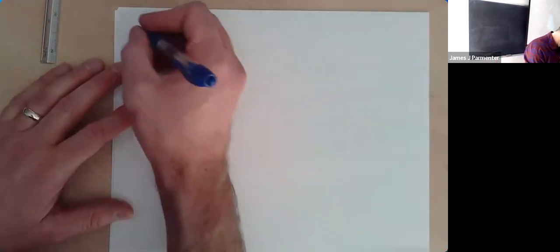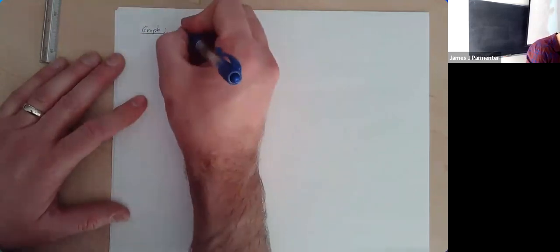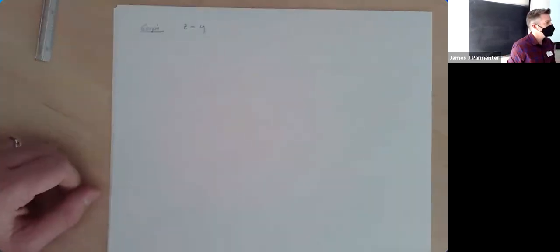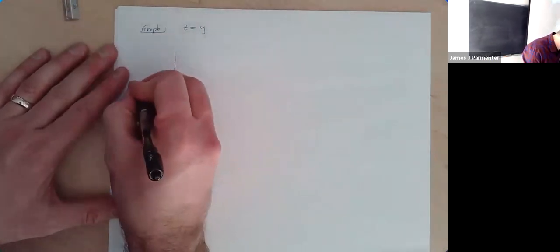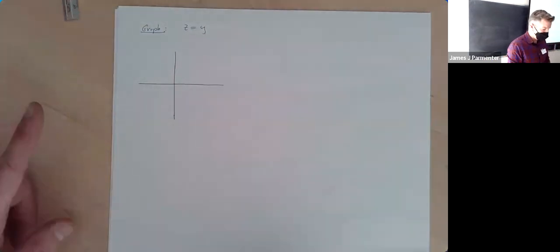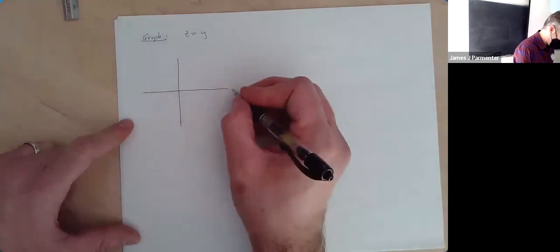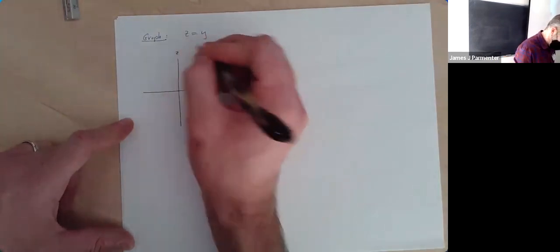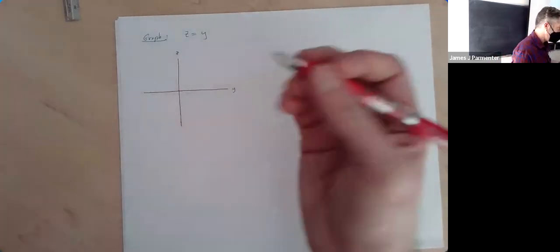So let's say I want to graph z equals y. When I see this, I notice the x is missing, so I know I'm going to be taking some shape and extending it in the x direction. z equals y is a straight line. It might make sense to draw z equals y first and then put in the x coordinate next. Here's y. z equals y should look like your good old 45-degree angle.